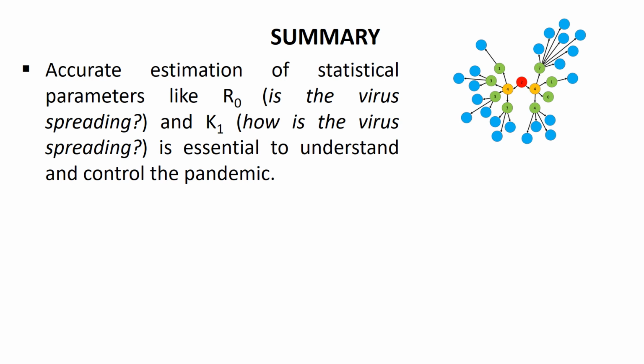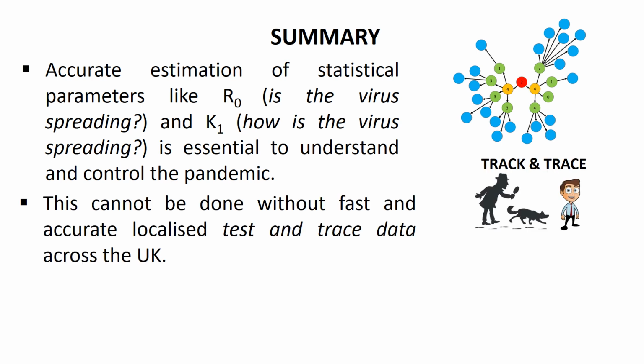So what we need is accurate estimation of the parameters like R0, which will tell us if the virus is spreading or not, depending whether it's greater than 1 or less than 1. But more importantly, K1, which will give us more nuanced information about how the virus is spreading. And this is essential to understanding and controlling the pandemic and taking those mitigation measures that are so important. And all of this, of course, cannot be done without fast and accurate localized test and trace data across the UK and in other countries in the world as well.